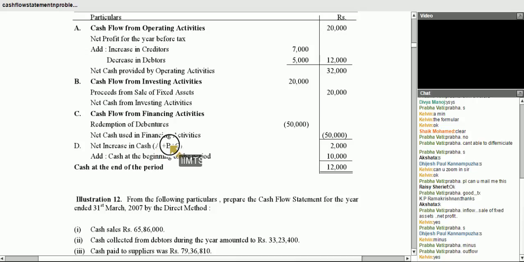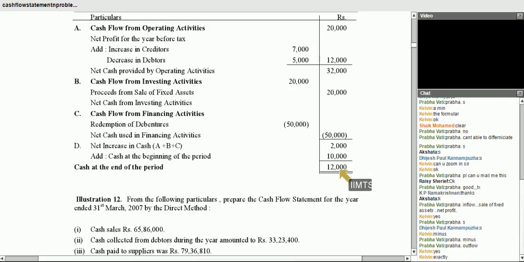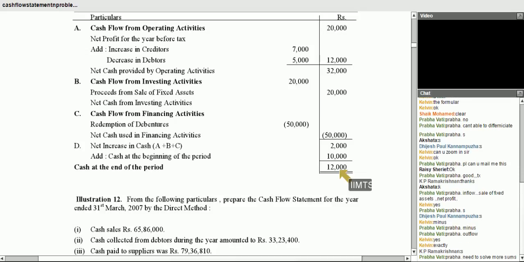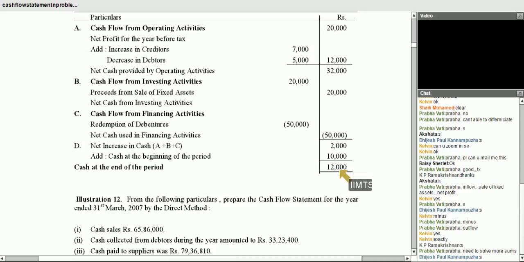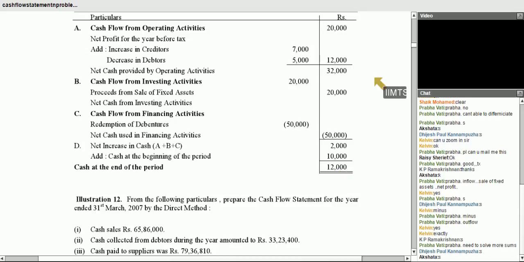Actually, this should be A plus B minus C. So 32 plus 20 is 52. 52 minus 50 is 2,000. And the cash at the beginning of the period which is available with me is 10,000. So 10 plus 2 is 12,000. Clear everyone? Sanobar, Seher, Vijesh, Rezi, Akshata. Yes, you need to practice.